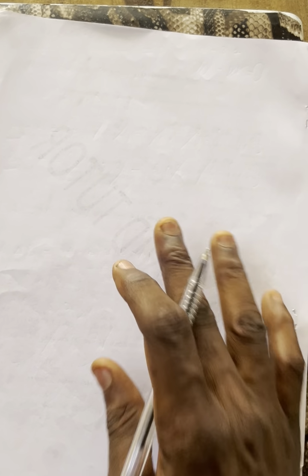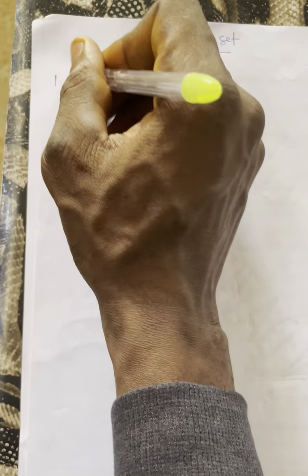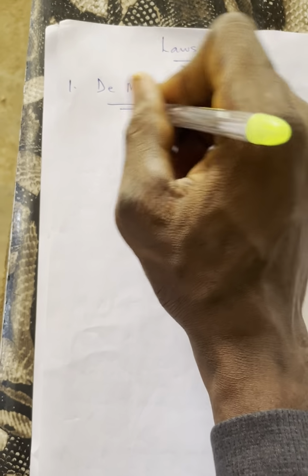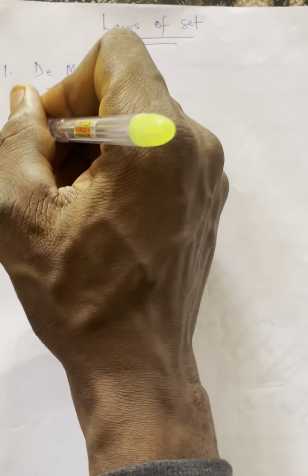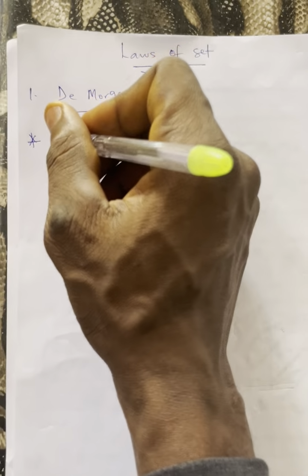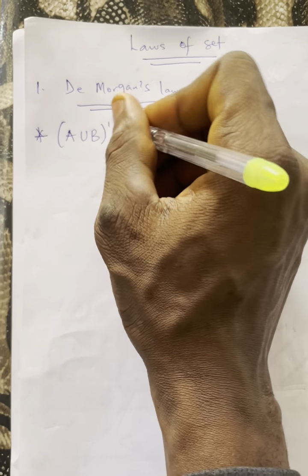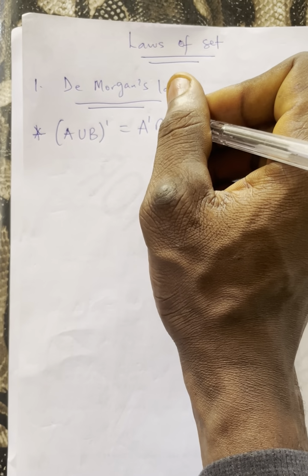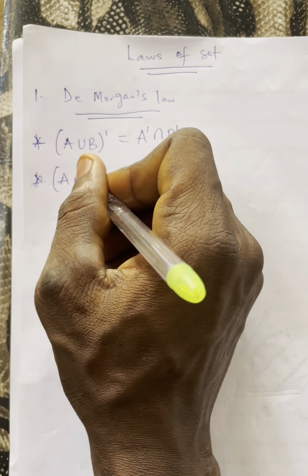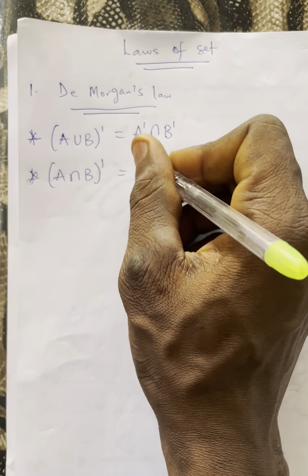Now, another aspect we talk about is the laws of set. Now, what are the laws of set? The first one is De Morgan's law. De Morgan's law helps us understand two cases. The first one is (A union B) complement equals A complement intersection B complement. And the second case is (A intersection B) complement equals A complement union B complement.